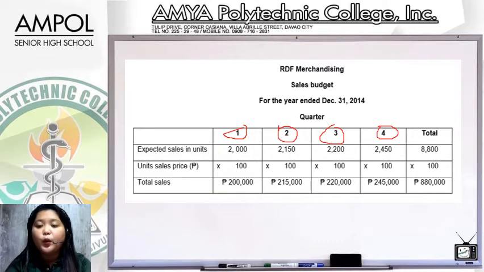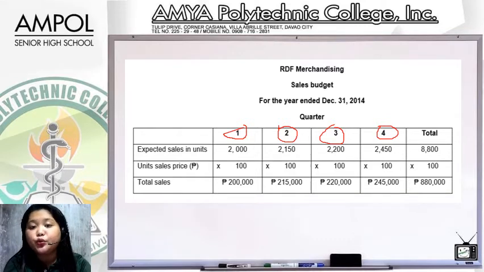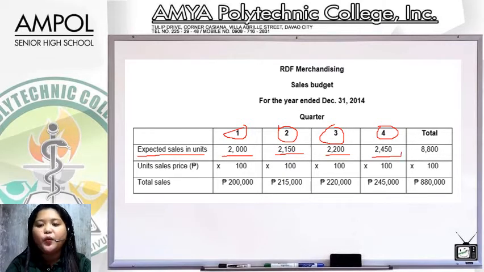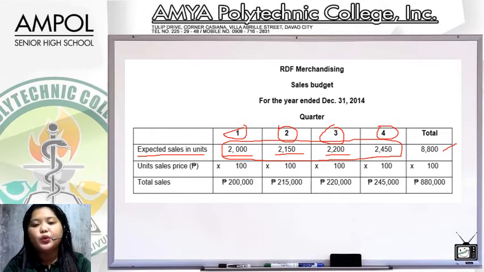As I told you a while ago, we only have two things to do to compute the sales budget. The first one is the expected sales in units. I have already told you on the last slide that the first quarter is 2,000, second, third, and the fourth is 2,450. When you add the four quarters, the total will be 8,800. For the unit sales price, from the first quarter to the fourth quarter, you just multiply by 100. The same with the total.